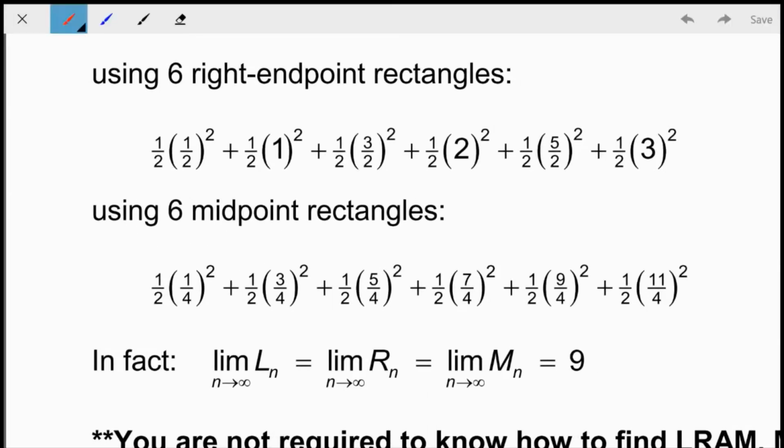And like I mentioned, with the heights of each one of these rectangles, you can see the midpoint between 0 and 1/2 is 1/4. The midpoint between 1/2 and 1 would be 3/4, all the way till we get to the midpoint of 2.5 and 3 would be 2.75 or 2 3/4.